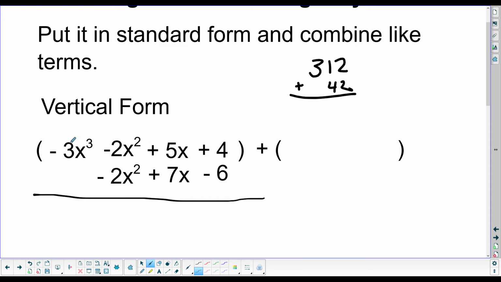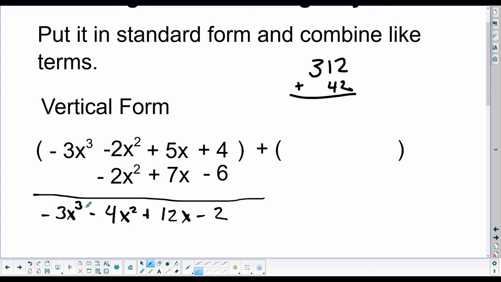So if I start here, the largest degree, I would have negative 3x squared. Negative 2x plus negative 2x gives me negative 4x squared. 5x plus 7x gives me 12x. And then positive 4 minus 6 gives me negative 2. Okay, so I'd add those together. And look, I made a mistake, right? Very common. So make sure to look those over and check that you did everything right. This is supposed to be an x cubed here, right?